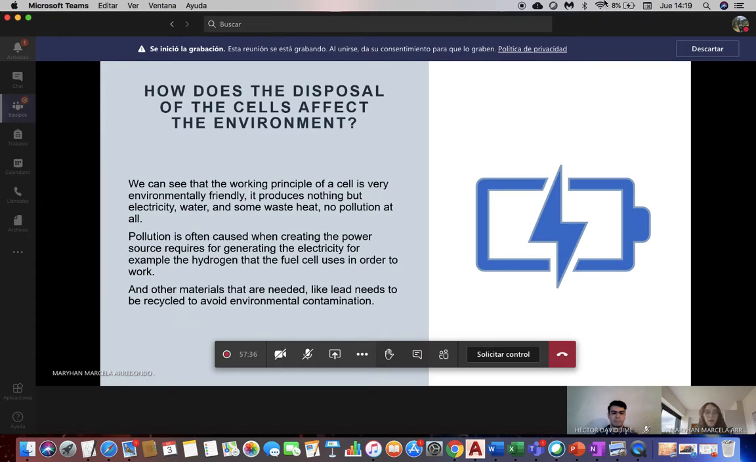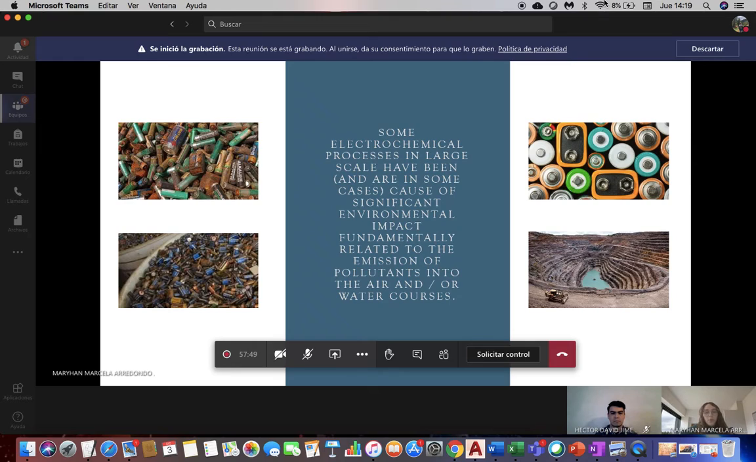Another example is that in the non-rechargeable cells, the materials are usually just thrown away, and this causes the contamination of air and water that lasts many years in order to disappear, and by that time the contamination was already caused.